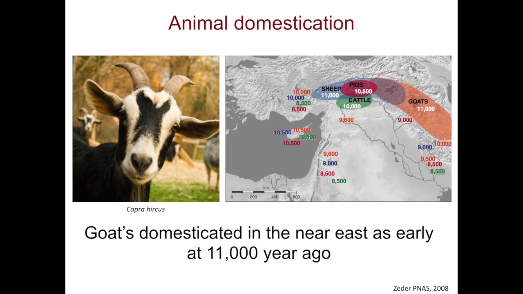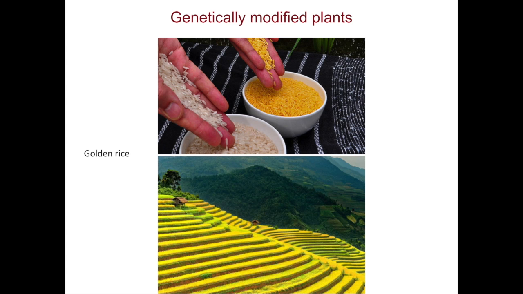Animals were also domesticated. Here is the goat, Capra hircus, which was domesticated in the Near East as early as 11,000 years ago. And you can see during that time, other animals were domesticated, including sheep, pigs, and cattle. Today, we have continued to modify organisms to suit our agricultural needs.